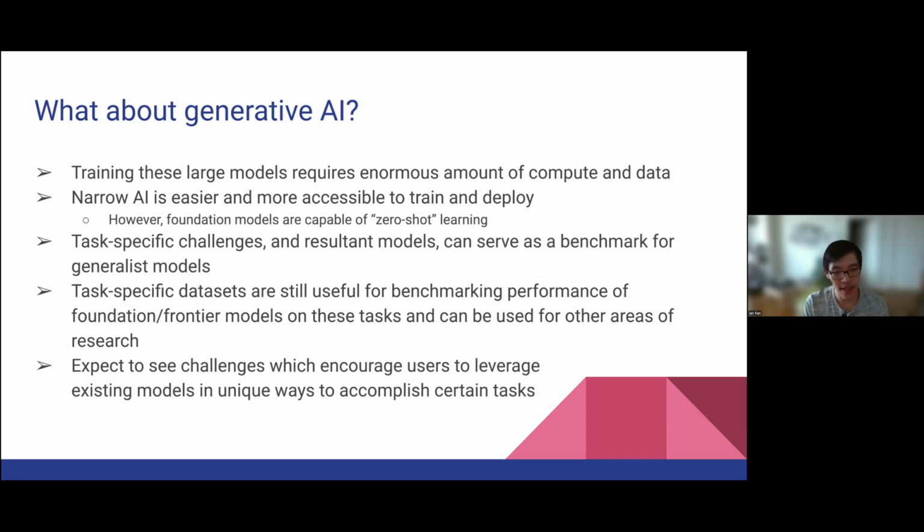And I think these data sets are still useful for benchmarking performance of these models on these tasks, right? If you want to see how well your foundation model does on classifying lumbar spine degeneration, you can download that data set and try it out and see how well it does. And it can also be used for other areas of non-AI research, which I kind of alluded to earlier, right? Maybe you need a bunch of lumbar spine MRIs for your project. Well, this data set is available for you to download and to use. And so in the future, I would expect to see challenges which encourage users to take these existing foundation models and leverage them in unique ways to accomplish certain tasks.